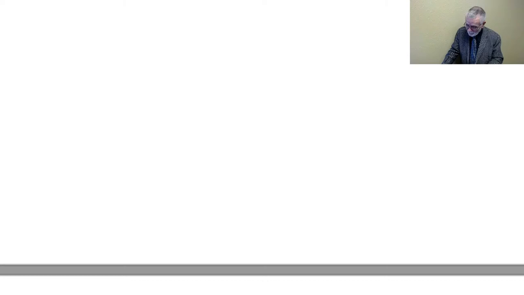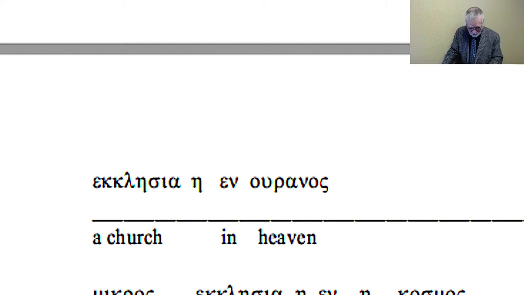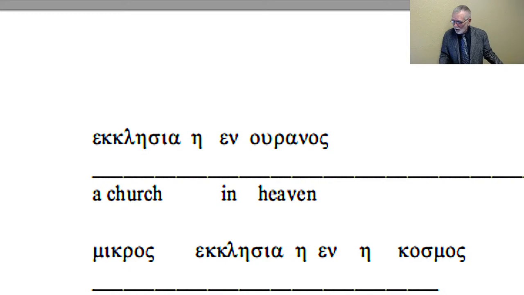Way down. Prophetess. There we go. We're almost there. What does it sound like? Oh, yeah, it's not first. Okay, ecclesia, en, and ouranos. Ecclesia is a church, and en is in. Ouranos, heaven. A church in heaven.